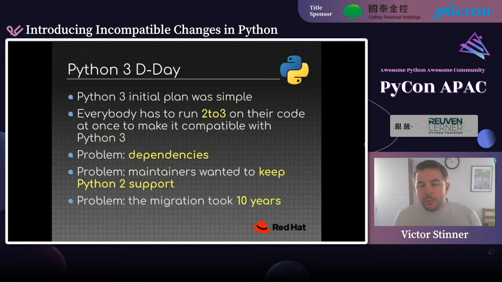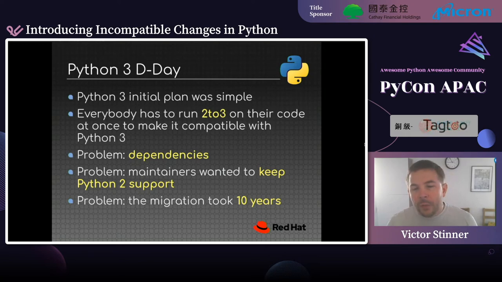So what was the plan to migrate from Python 2 to Python 3? Actually, the plan was very simple. There is a tool called 2to3, to migrate from Python 2 to Python 3, and everybody was told to just run 2to3 on the code base at once to make it compatible with Python 3. So all you need to do is run 2to3 and you're done. It didn't go so well because of different issues. The first one is dependencies, because if you port only your own code, you cannot run the application if a single dependency is not compatible.